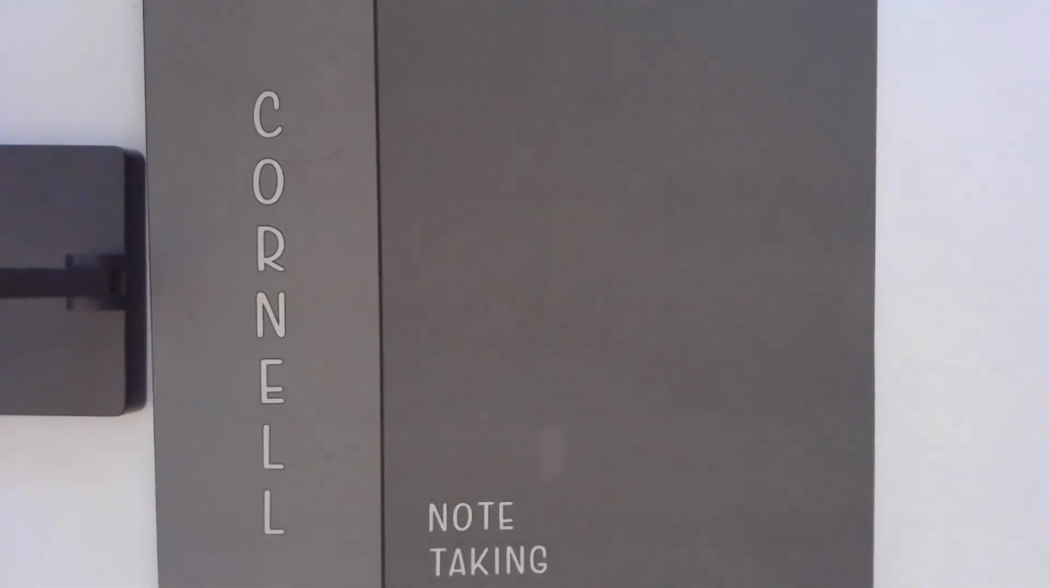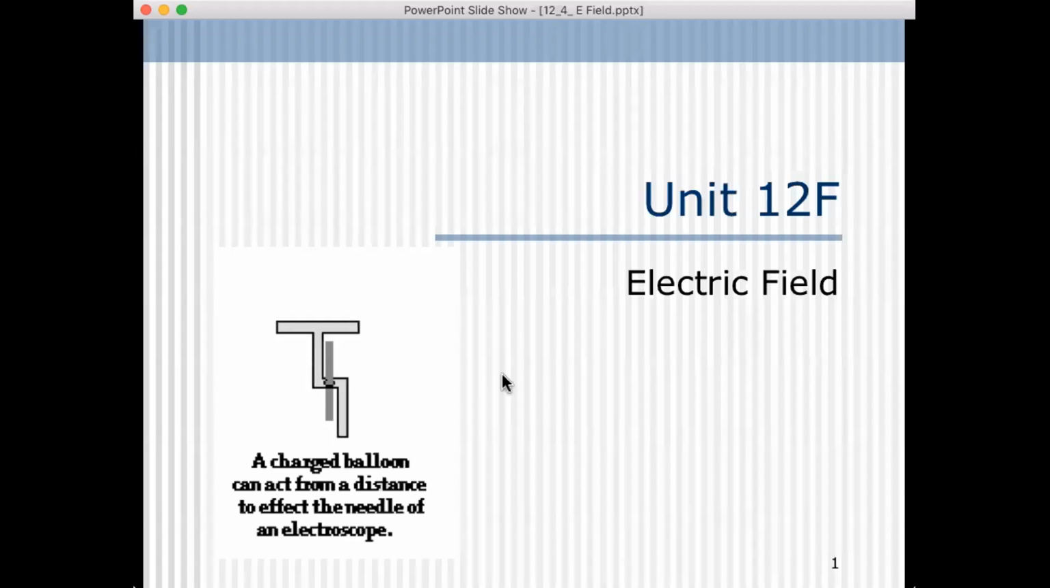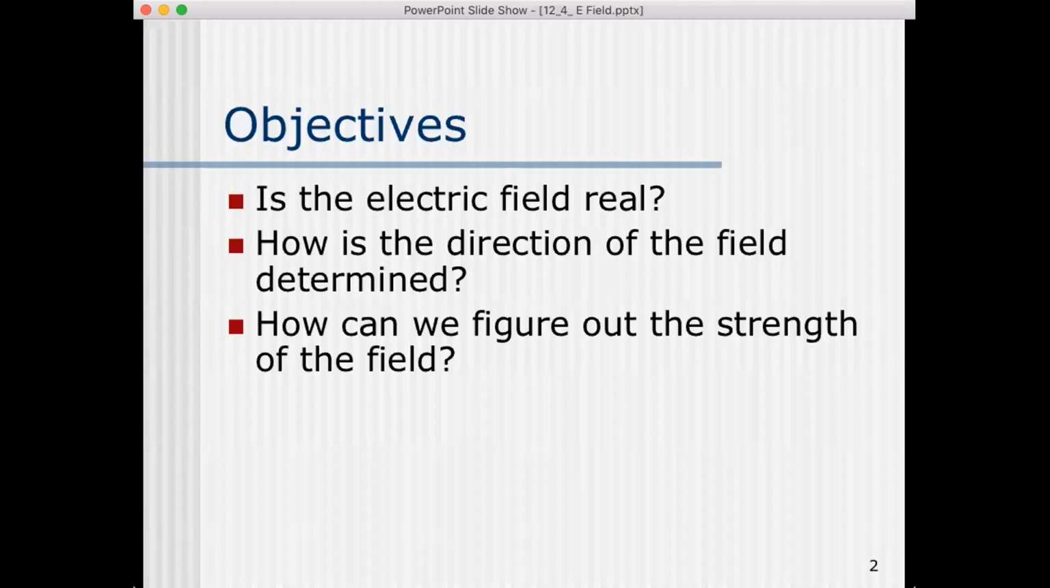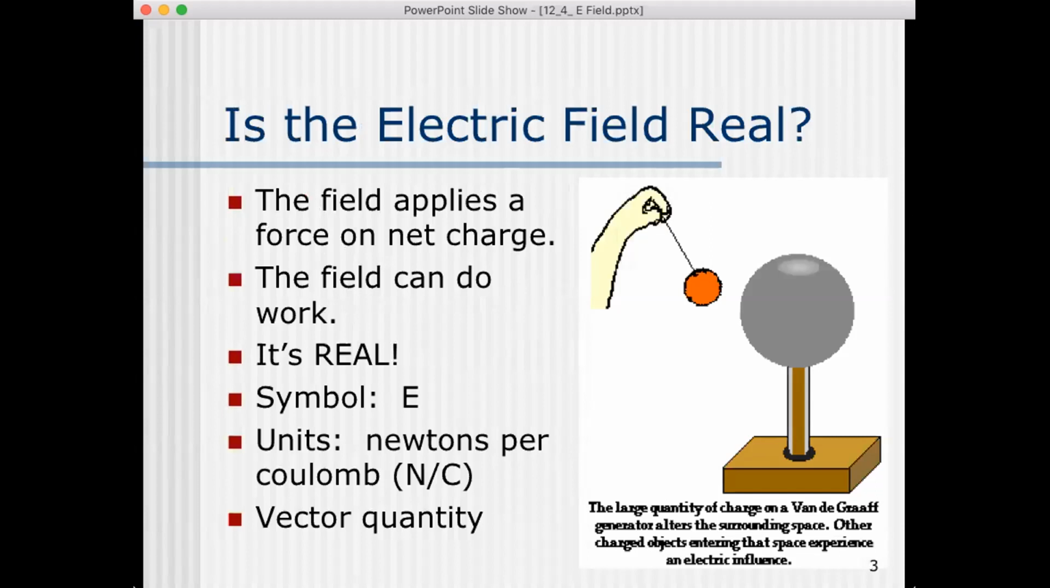Now we're going to take a look at the slide presentation. Here we have electric fields, unit 12F. The numbers aren't that important. Let's go to the next one, which says, is the electrostatic field real? Well, in fact, it is. The field applies a force on a net charge and can cause it to move, so it can do work.